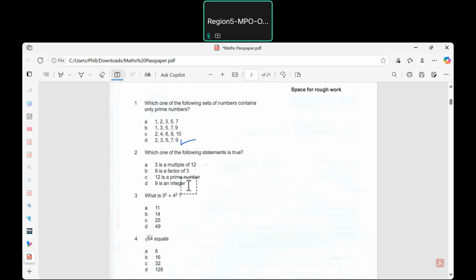Now, 9 is an integer. All right. An integer is a negative or a positive number including 0. So a negative or positive, and 9 is a positive number, and so the answer would be D.